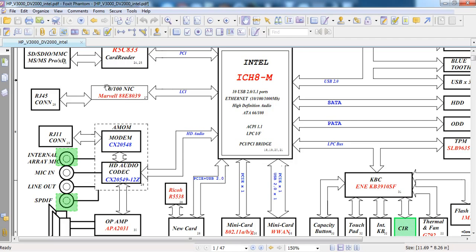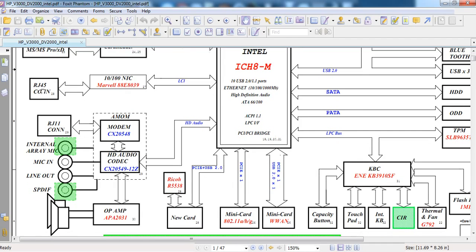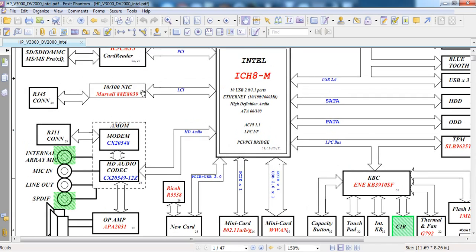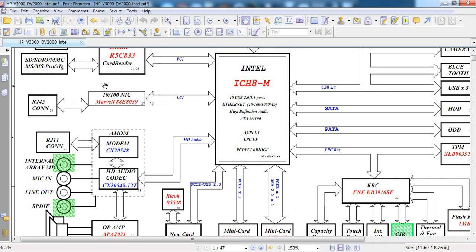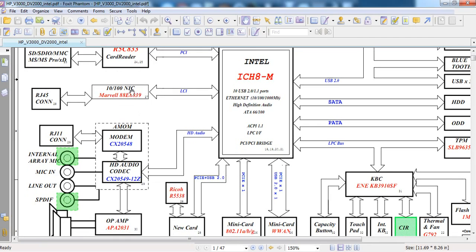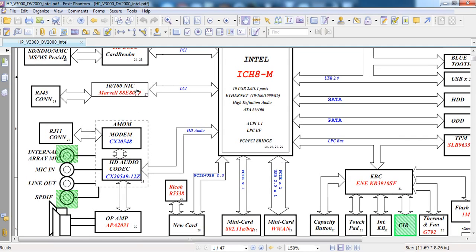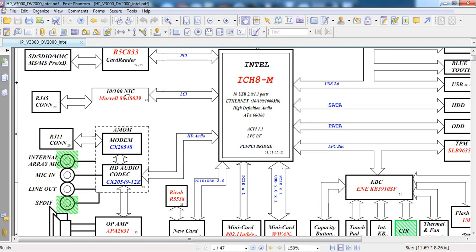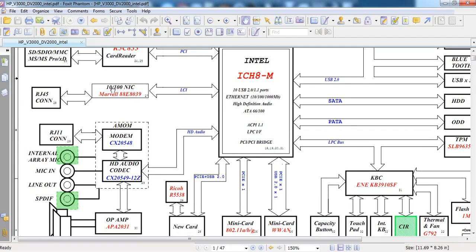The LAN IC sends the signal to the RJ45 connector. Suppose your RJ45 connector is not working properly, then change your LAN IC. Before changing this LAN IC, please check the input voltages and the signals, mainly the input voltages. After checking the voltages and signals, if the LAN IC is still problematic, then you have to replace this IC.